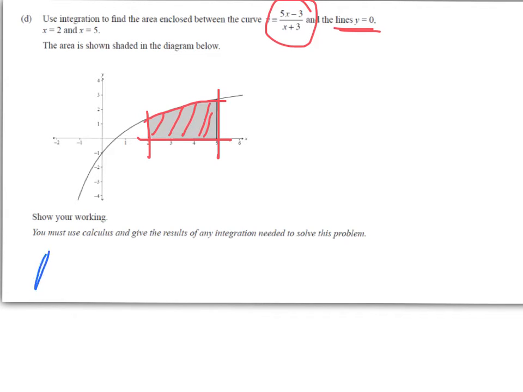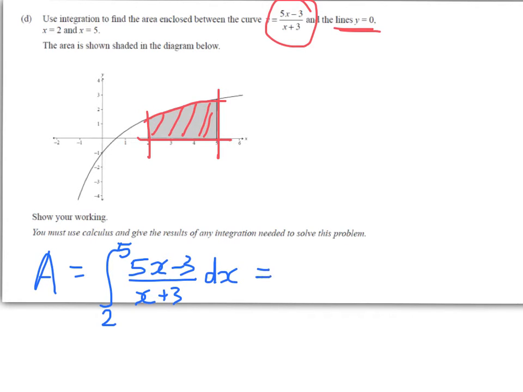So what we're looking for, we'll call it A, is the integral between the limits of 5 and 2 of this function, (5x minus 3) over (x plus 3) dx. Now we can rewrite that into this form. So something over x plus 3, so let's look at that 5 and say, how can I match this up, 5, to get 5 over x plus 3 with some left over, because that's going to help me simplify.